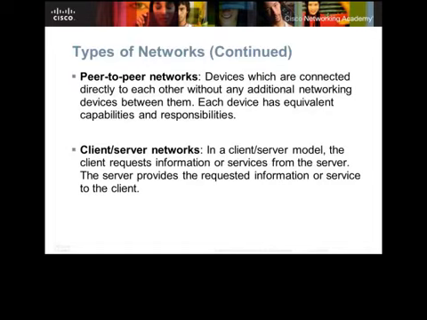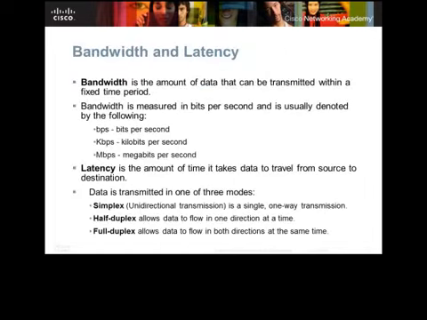Bandwidth is the amount of data that can be transmitted within a fixed period of time. Bandwidth is typically a theoretical amount of data that we can send between two hosts. Most of the time this is seen in bits per second. The average connection is about 100 megabits per second.